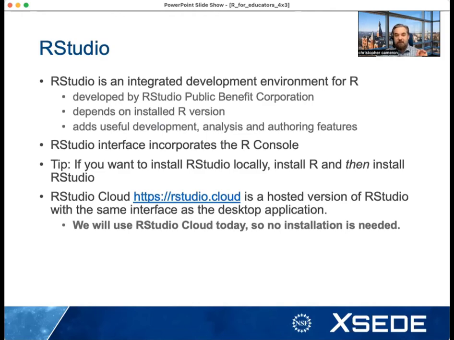Just a tip, if you're going to install this on your own computer, first you install R, then you install RStudio. RStudio doesn't include R inside of it. It uses your installed version of R. Today, we're going to be using RStudio Cloud. It's a hosted version of RStudio. It has the same interface as the desktop application. They did a really good job matching the desktop and the cloud versions, so the stuff you learn today is directly applicable to your local install.